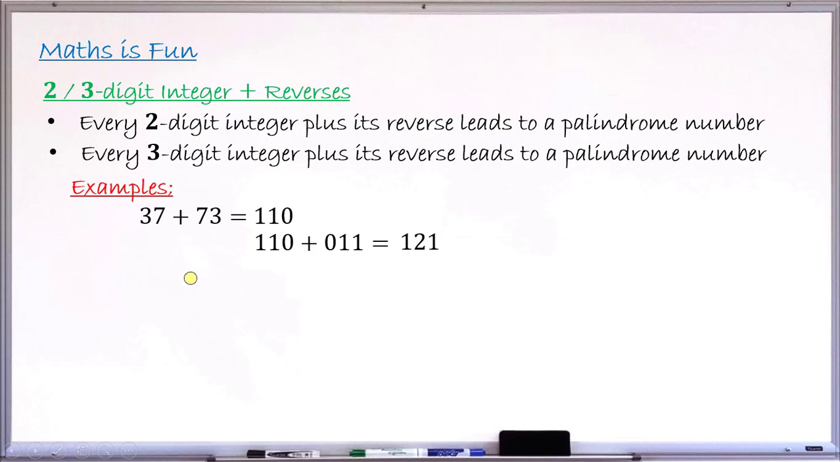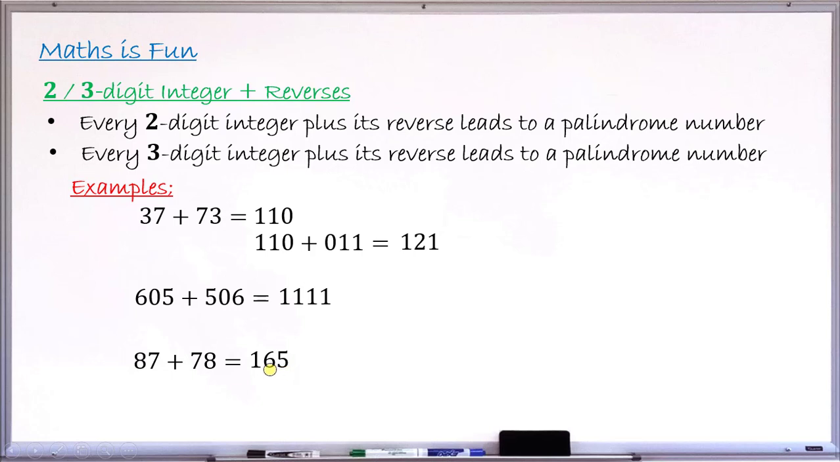Let's take another example, 605. Its reverse will now be 506. If you add these, you now have 1111. This is a palindromic number. If you write its reverse, it is exactly this that you're going to have. Let's just take one more example. 87. Its reverse will now be 78. If you add 87 and 78, what you are going to have is 165.